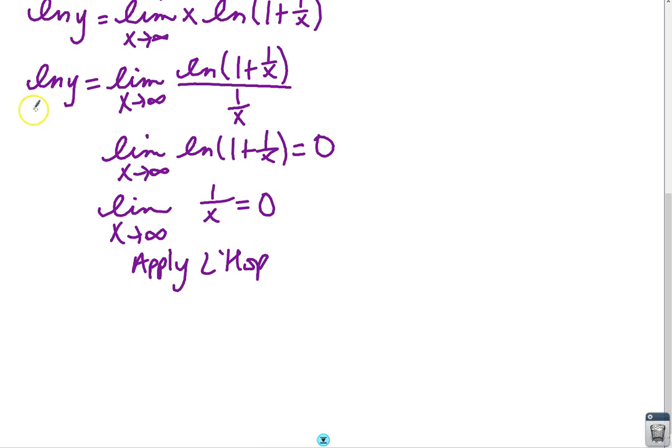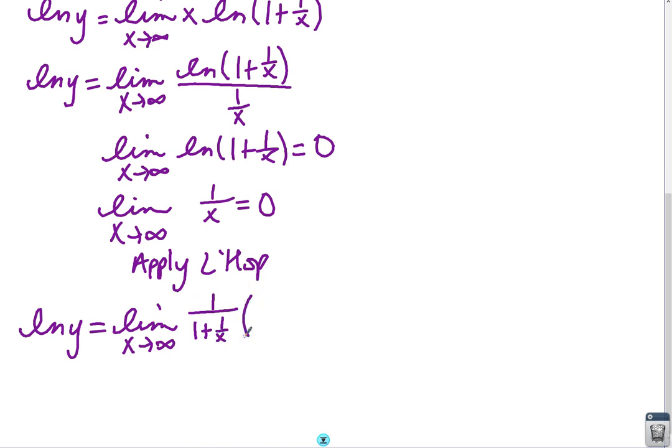Now don't forget, all of this is still equal to the natural log of y. We can't forget that. So for the natural log of y, you only have to apply L'Hopital's to this side. There's no limit on this side, so I'm not applying L'Hopital's there. I'm just dragging this down with it. So the limit as x approaches infinity, the derivative of natural log is 1 over 1 plus 1 over x. Remember, 1 over the inside, and then times the derivative of the inside.